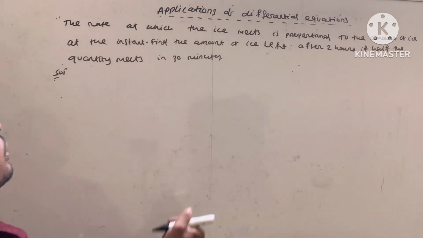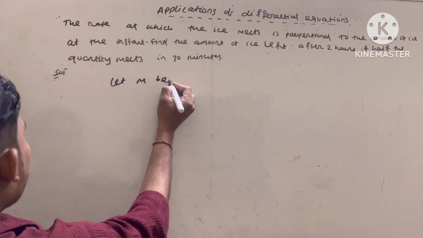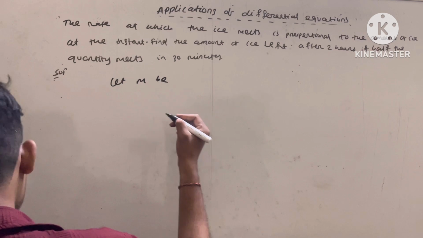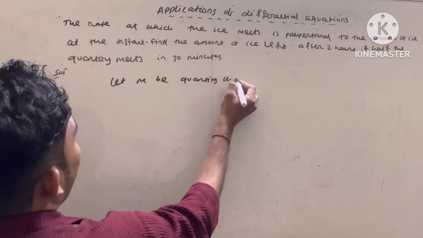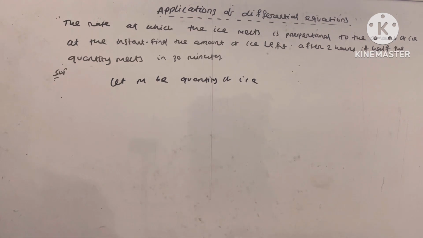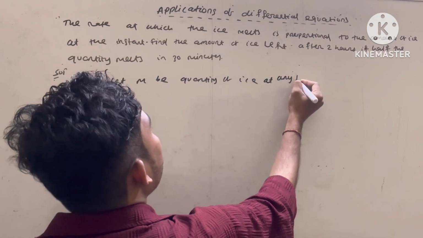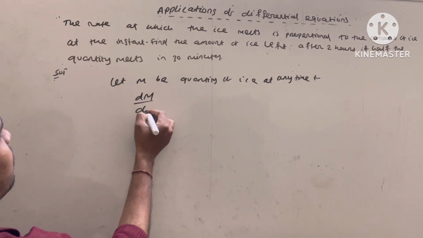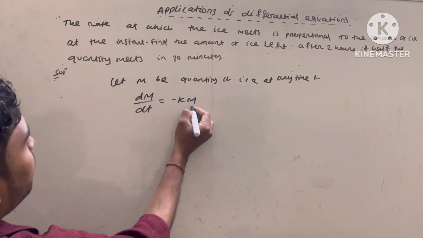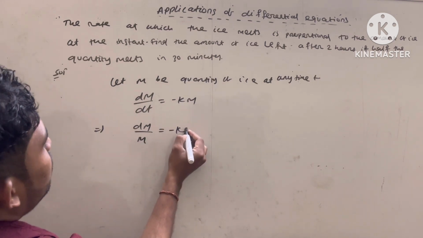Okay, so let m be the quantity of ice at any time t. That means dm/dt is minus km. So simply dm/m is equal to minus k dt.